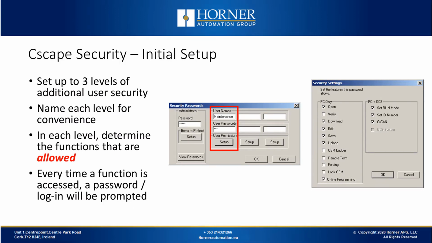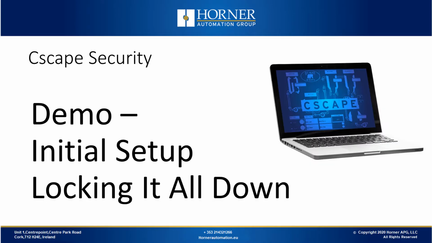You can decide if you need up to 3 additional levels of security for your end users. Each level can be named. Each level has a 6-digit numeric password. In each level, you are determining which functions are allowed. Every time a user attempts to access one of the protected functions, they have to enter a password to log in. Let's showcase this process with a quick demo.